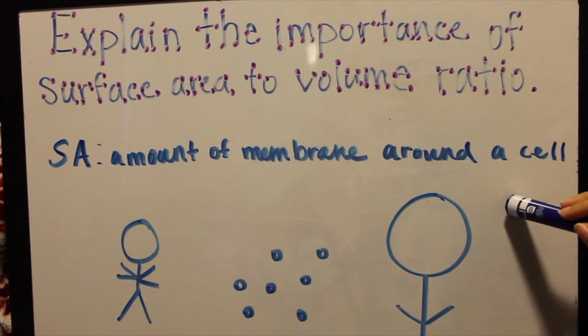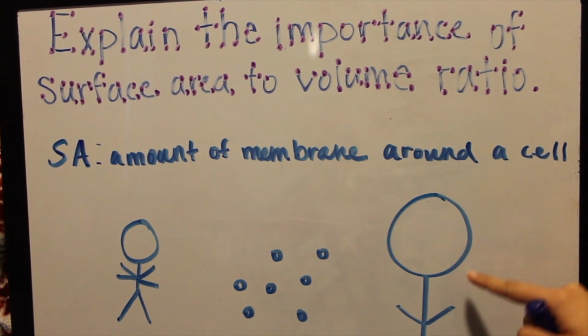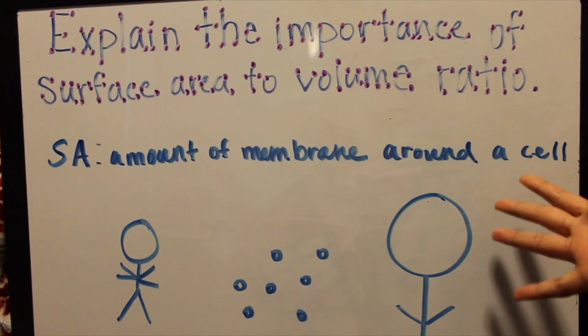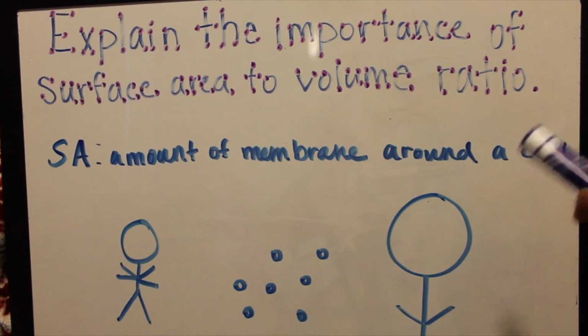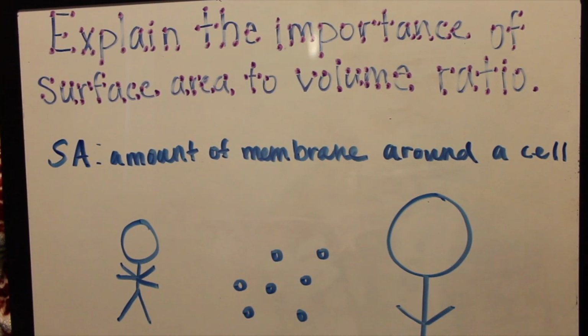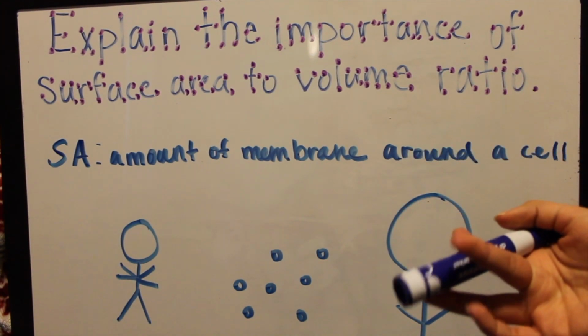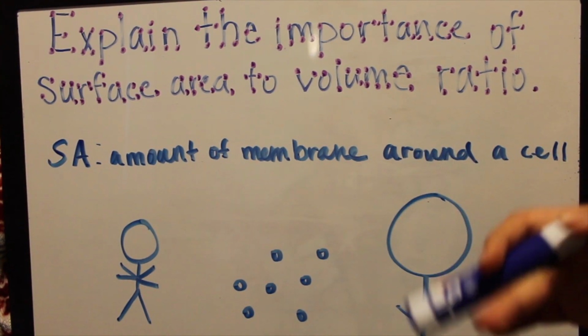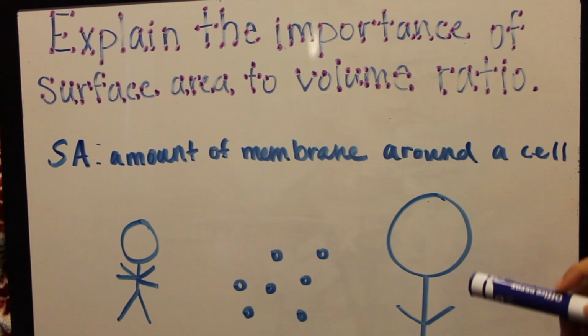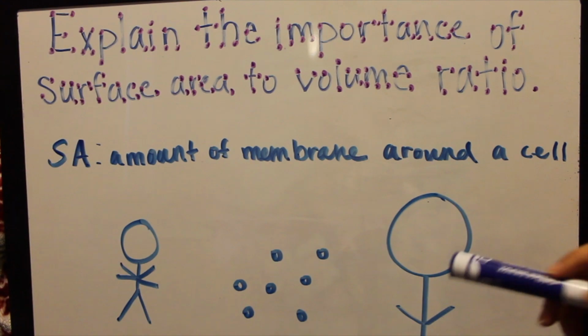Compared to this stick figure here, who is bigger but has tiny little arms and is slow, so nutrients aren't being consumed enough and at a perfect rate. So all in all, cells like to be at a certain ratio so that they are efficient at getting nutrients. So the larger a cell becomes, the smaller the surface area to volume ratio.